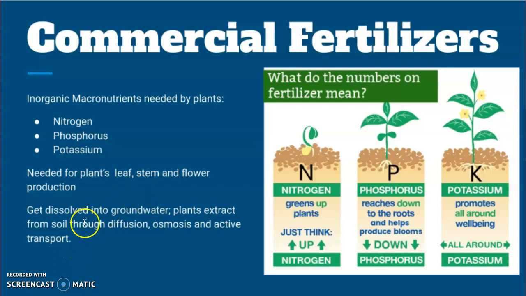So the problem is that this gets dissolved off of the farm and goes into the groundwater and then through into other areas. So nitrogen brings the plant up, phosphorus spreads the roots, and potassium promotes overall well-being.